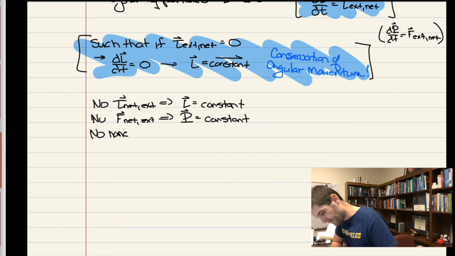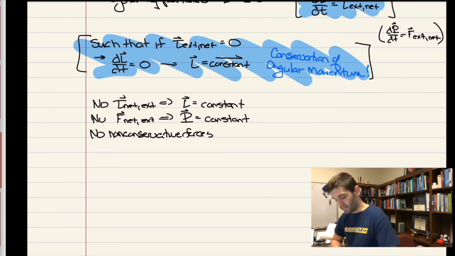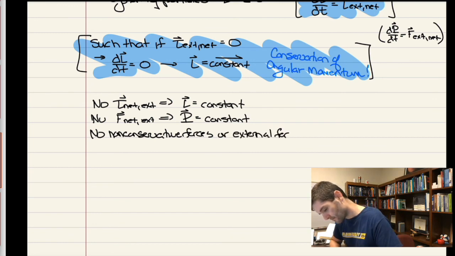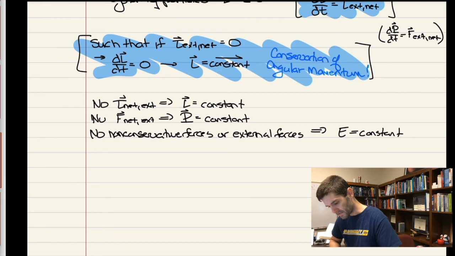No non-conservative forces, and really no external forces either. But as long as you restrict yourself to always conservative forces, or I guess external, that implies that the total energy is a constant. I guess we were using T, weren't we?